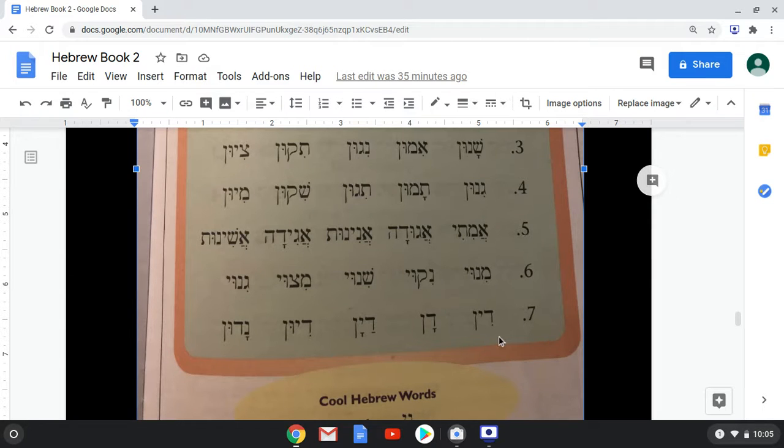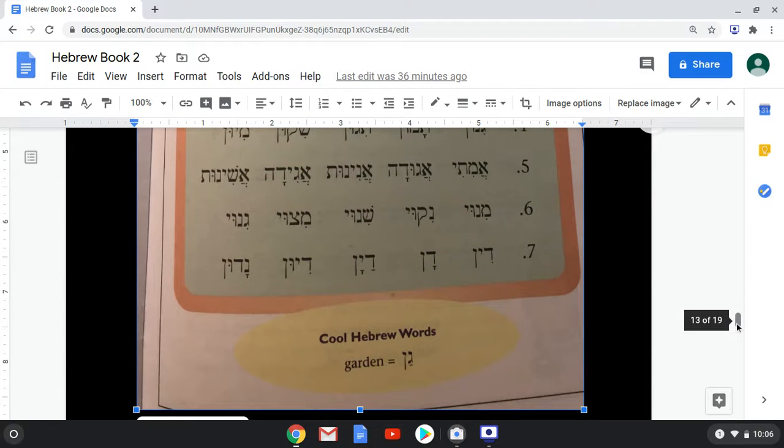Okay, 7. Din, dan, dayan, diun. Remember, this yud is attached here, so the syllable breaks here. Diun, nadun. Okay, and our cool Hebrew word is gan for garden. So Gan Eden is the Garden of Eden.